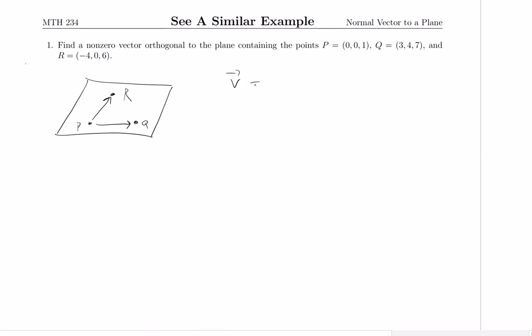Let's call the first one V, which will be in the picture the vector from P to Q. So in components that will be 3, 4, 6. And then let's call the second one W. So in the picture, that's the vector that points from P to R. And in components, that will be -4, 0, 5.